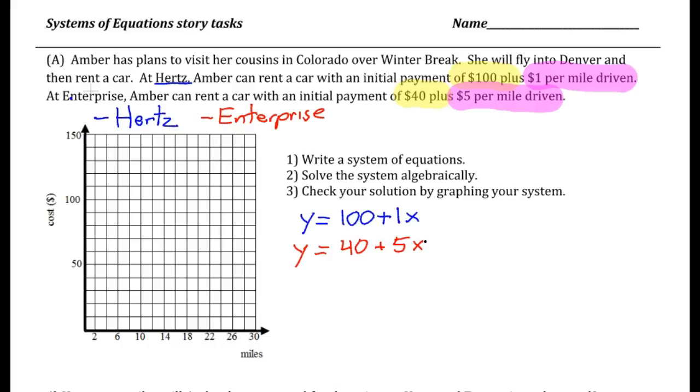So two ways of solving this. We can use something called the substitution method because they're both equal to y, which means we can just set them equal to one another. So we can say 100 plus x equals 40 plus 5x. That would be one way. The other way, of course, would be to graph and see where they intersect.